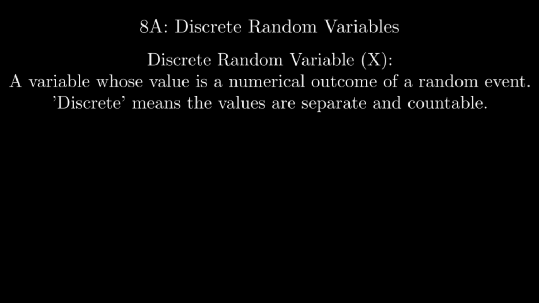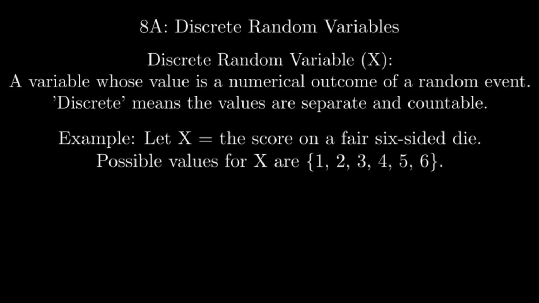For example, the number of heads when you flip a coin 3 times can be 0, 1, 2, or 3. It can't be 2.5. That makes it discrete. A classic example is rolling a fair die. We can define a random variable, let's call it x, to be the score we get. The possible values for x are the integers from 1 to 6.